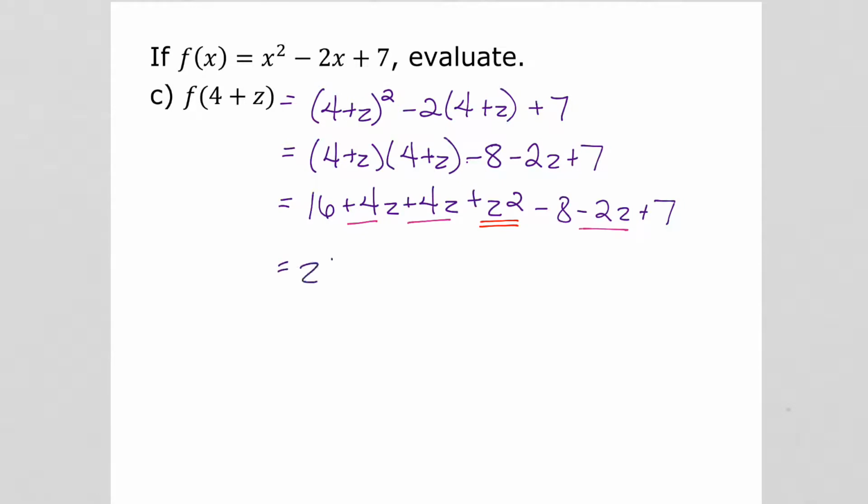So I'm going to start with the z squared. I then combine our z's. 4z plus 4z is 8z minus 2z. That gives us 6z. And then we have 16 minus 8 plus 7. So 16 minus 8 is 8. And 8 plus 7 is 15.